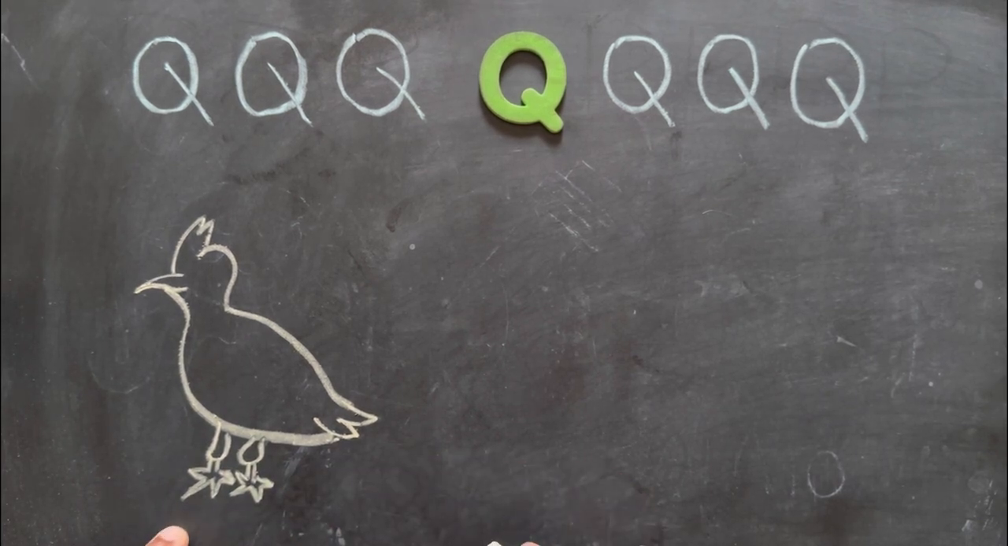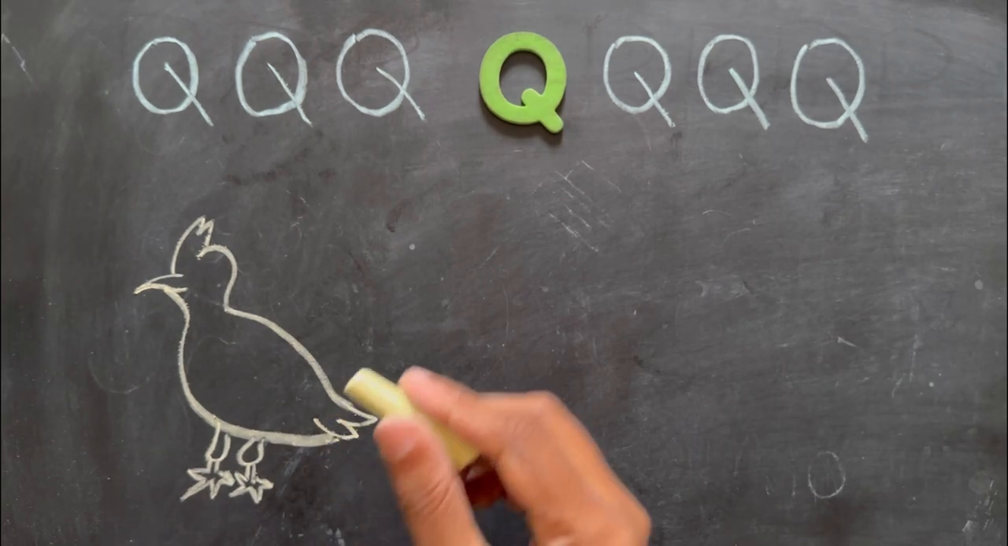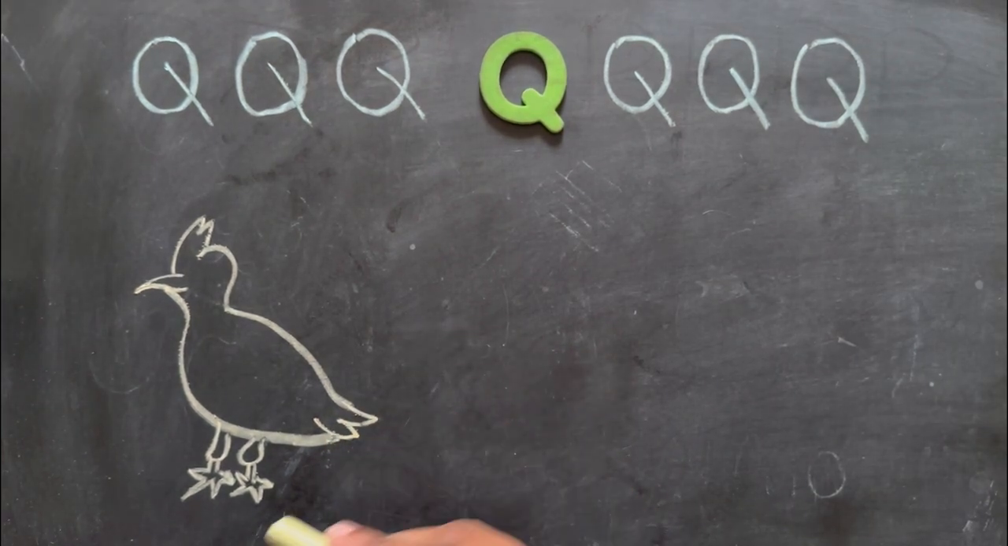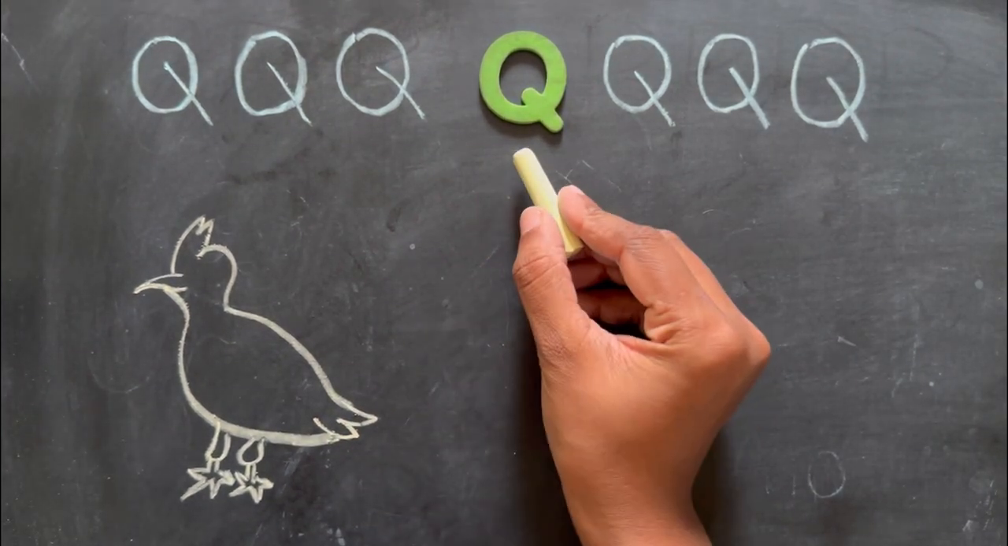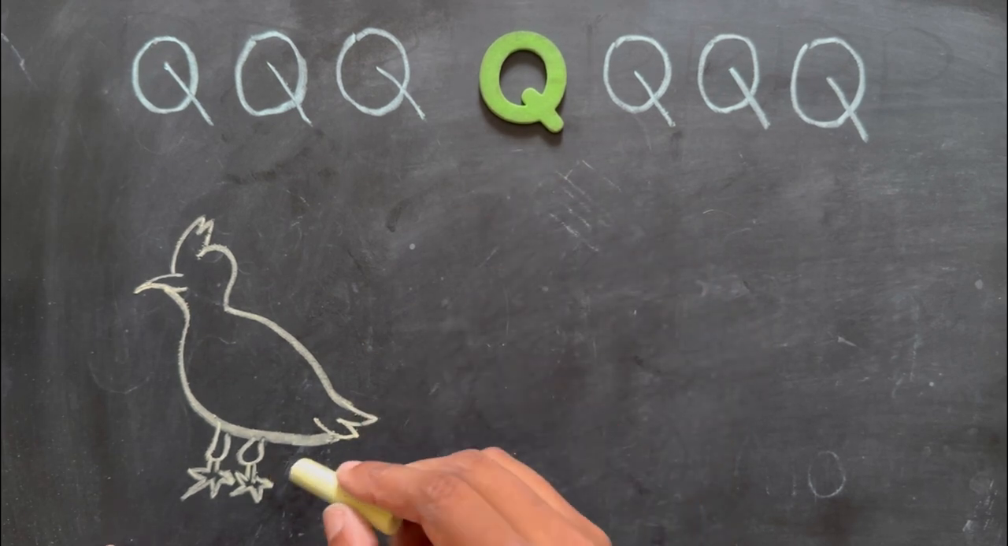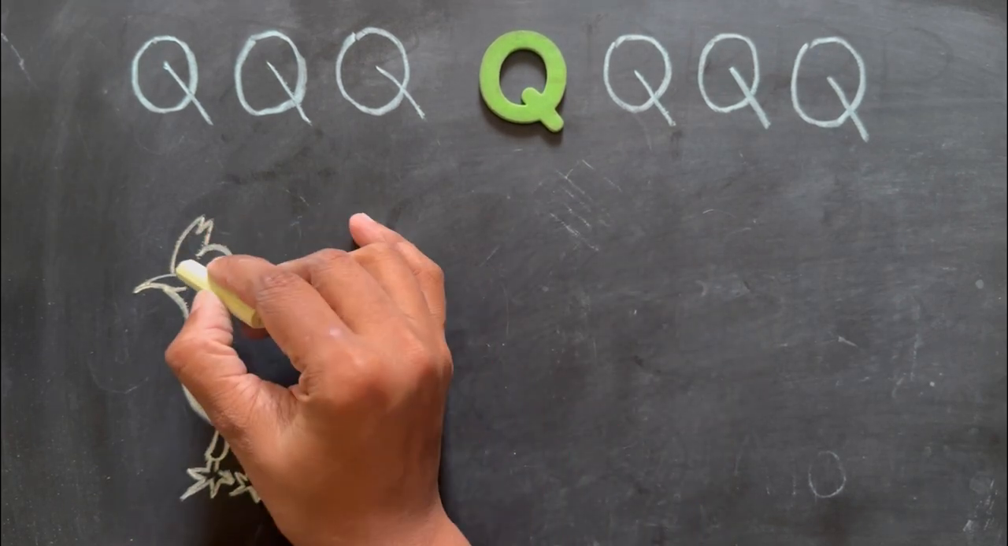So I have drawn the leg. I have drawn the leg for my bird. So this is a bird for letter Q. Any guesses? What bird is this?